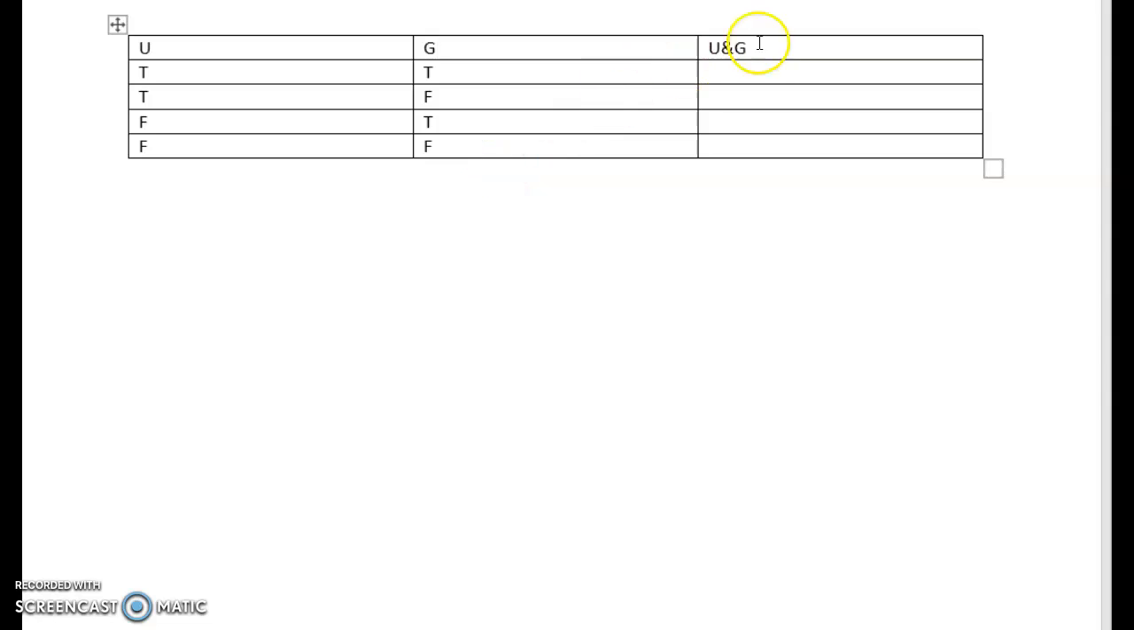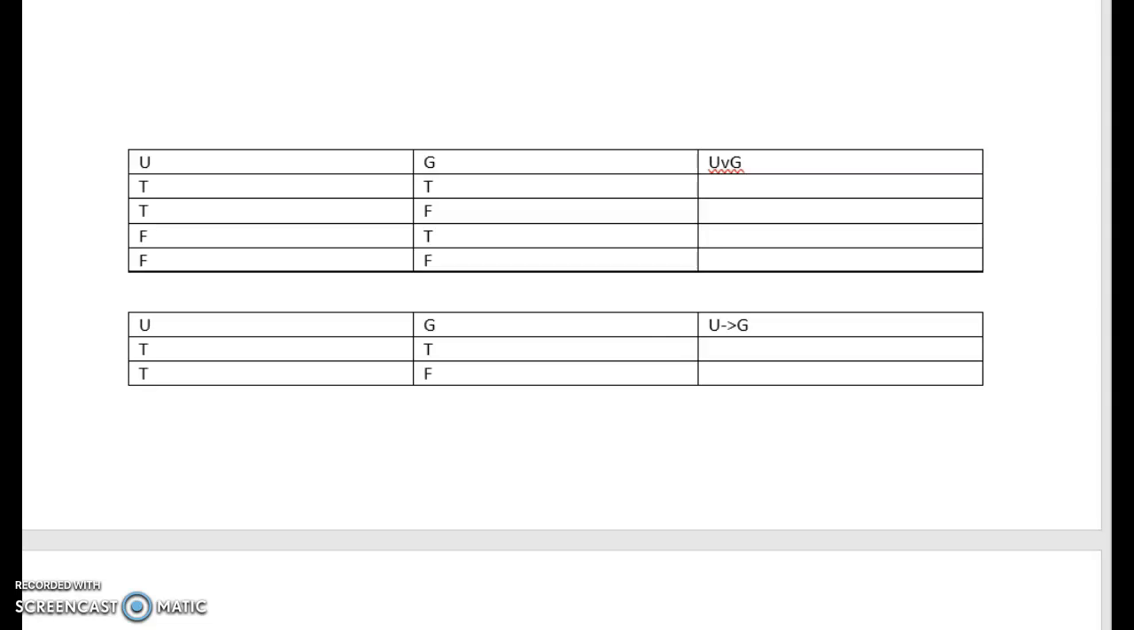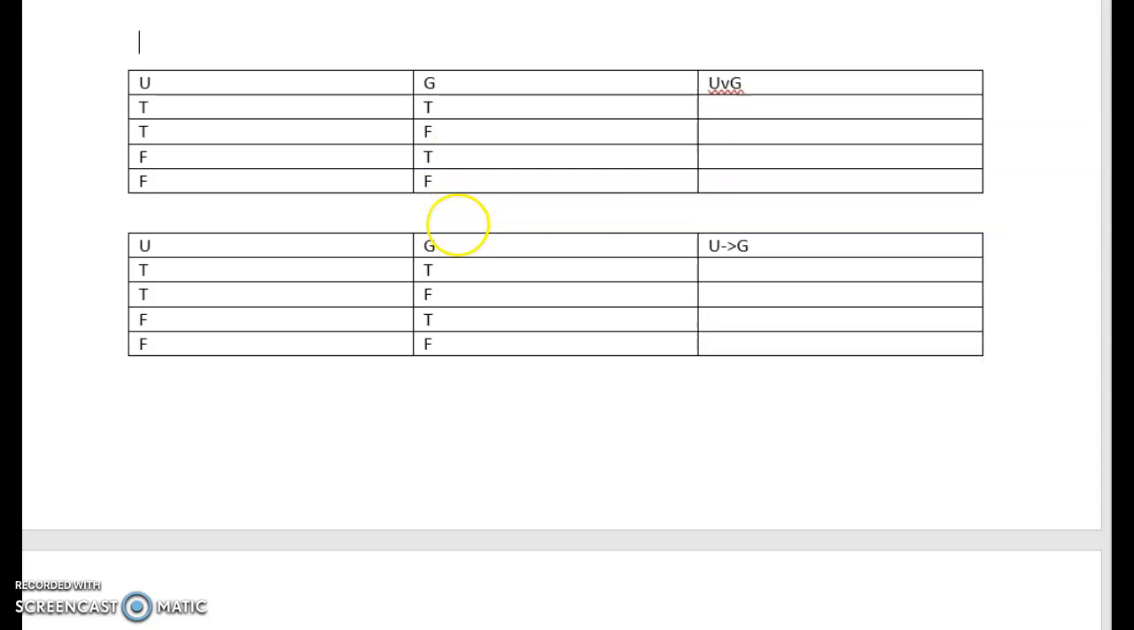one where the first part is false and the second part is true, and then finally one where both are false, right? And then we can go in and fill in the values here, right? And it's going to be the same as above. So U and G is true when both terms are true, and it's false when one or both of the terms are false. Now look at the disjunction and the conditional. So let me just adjust that to look a little better.